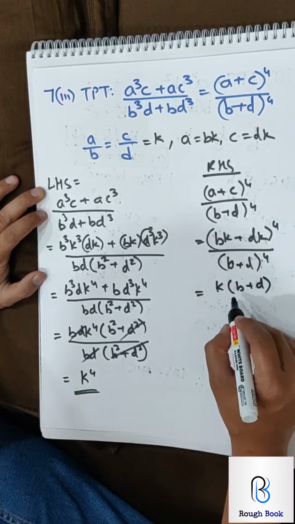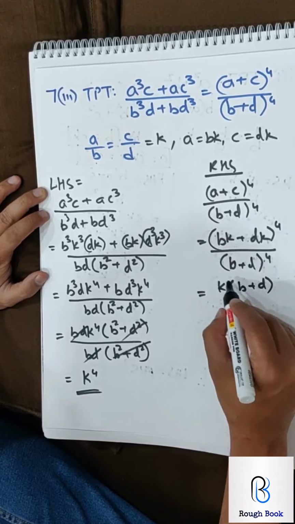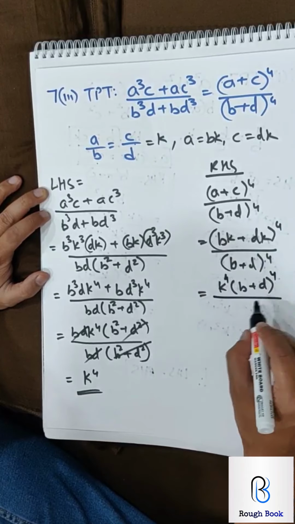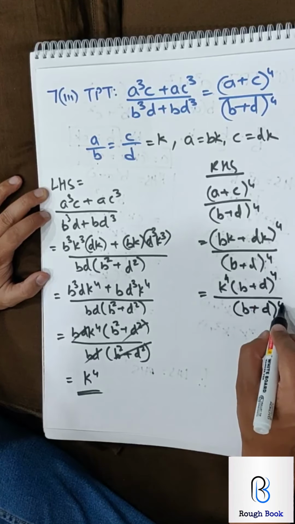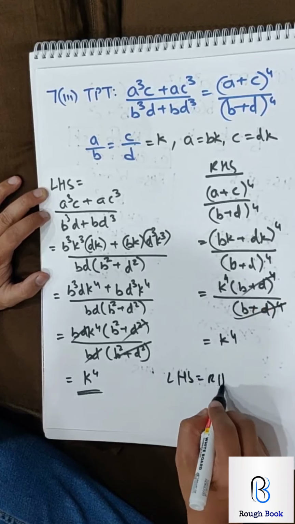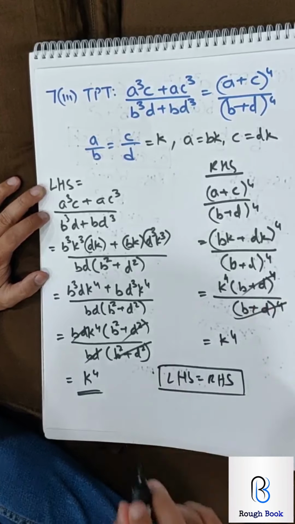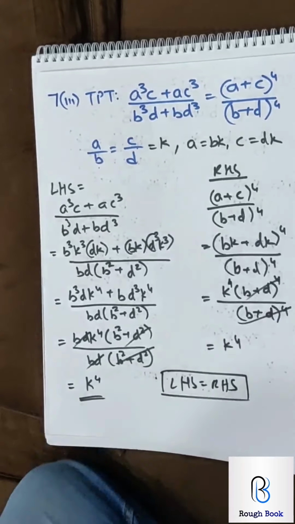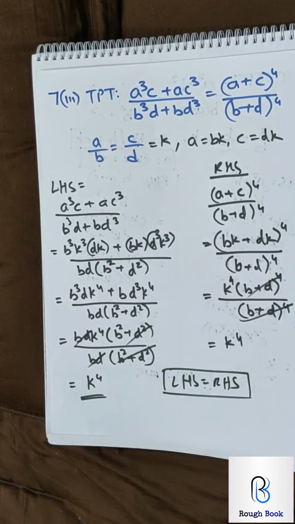So I will get b plus d, and the whole thing raised to 4. So give 4 to this and to this, upon b plus d raised to 4. k4 cancels. So again I can say my LHS equals RHS. Yeah, I'm sure this is going to be very simple, the K method. That's the second thing that I was talking about.